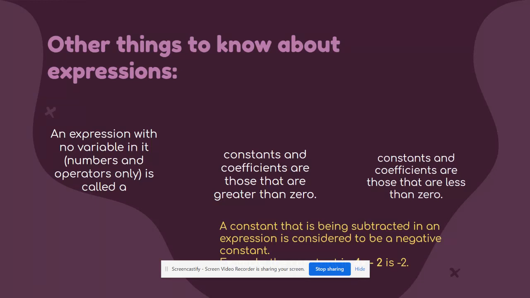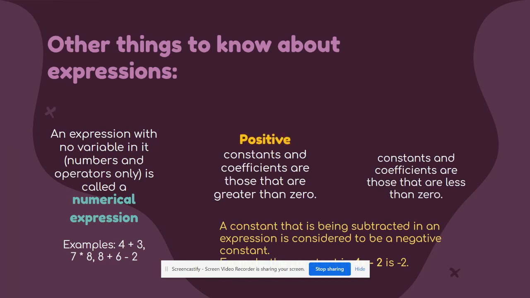Now, things to know about expressions. An expression with no variable in it is called a numerical expression. That is what we've been doing with order of operations. It's your adding, subtracting, multiplying, and dividing numbers, right? So here are some examples. We have 4 plus 3, 7 times 8, 8 plus 6 minus 2, right? So again, numerical expressions, it's just order of operations. There are no variables. It's what we're used to.